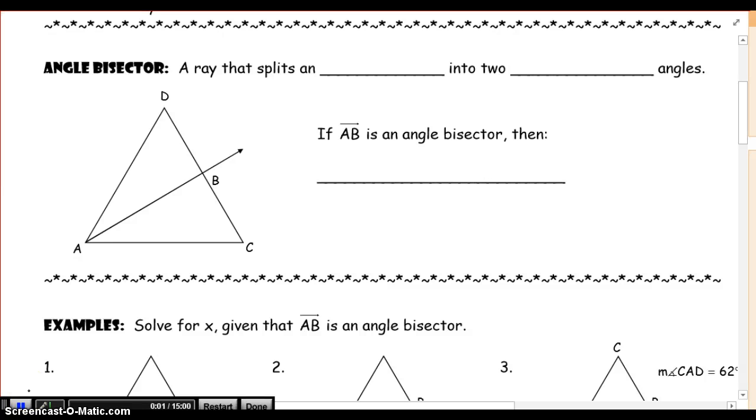Hi everyone, today we're going to be looking at two special things. One is called an angle bisector, kind of what you see right in front of you. And later on you're going to see examples of perpendicular bisectors as well. So let's begin here, shall we?